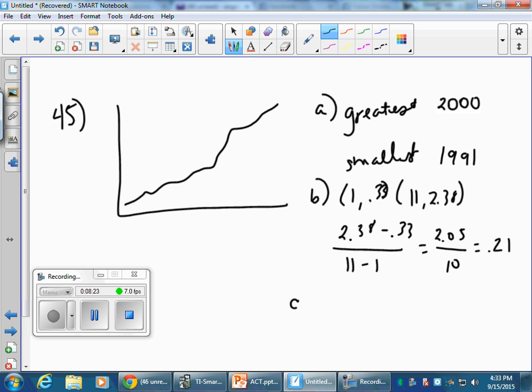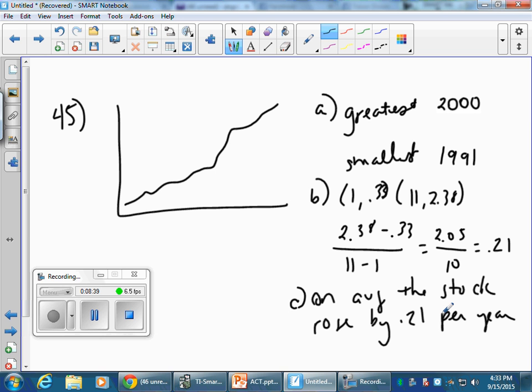C says interpret the meaning. What this means, this is my average rate of change. So on average, the stock for AutoZone rose by 21 cents per year during the years 1991 to 2001. That was the average. It didn't go up 0.21 every single year, but on average for that 10-year period, that's about how much it went up per year.